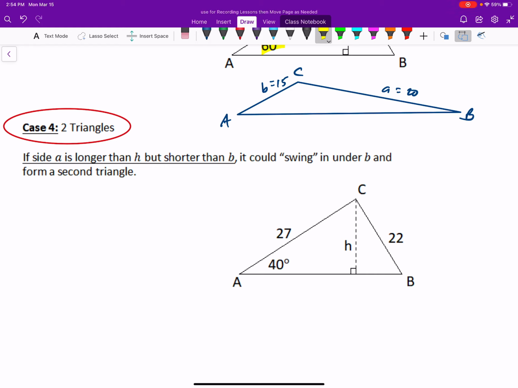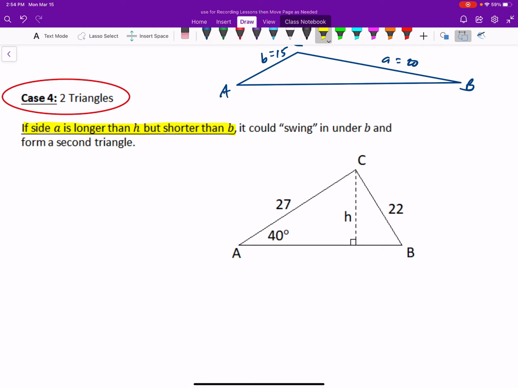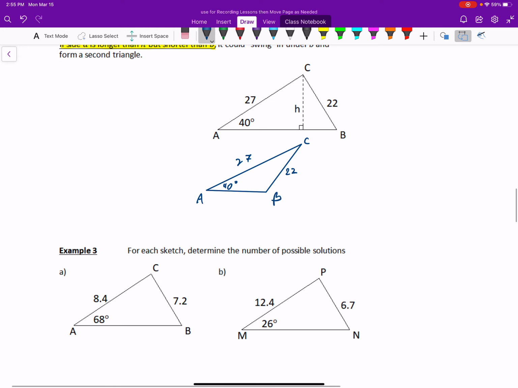If A is longer than the height, so that it does form a triangle, but shorter than B, so that it tucks underneath, then I could have a sketch that looks just like the one we have here, or I could have that other one that I drew up above. This could still be 40, this could still be 27, and this could still be 22, but it's sort of tucked underneath. So then you've got two different triangles, and it's going to have different values for angle B, angle C, and side C, and so on.